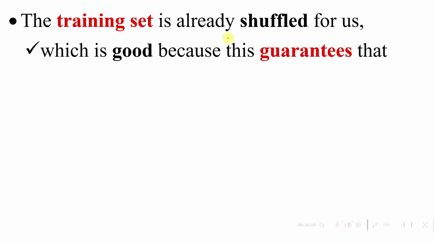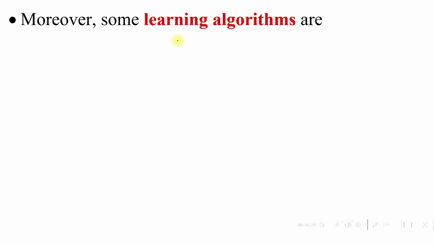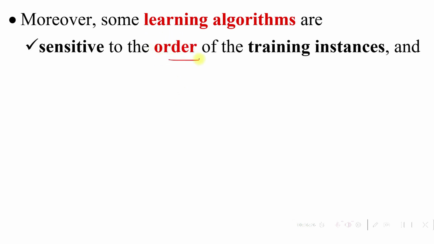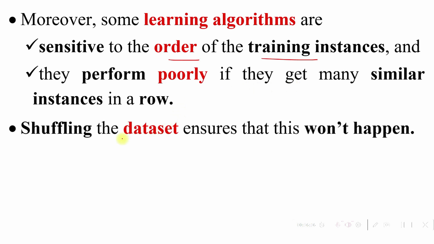In order to get better accuracy, we have to shuffle the data. Here the training set is already shuffled, which is good because it guarantees that all the cross validation folds will be similar. Moreover, some learning algorithms are sensitive to the order of the training instances, and they perform poorly if they get many similar instances in a row. Shuffling the dataset ensures that this won't happen.